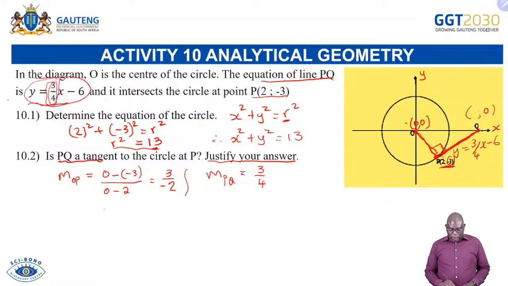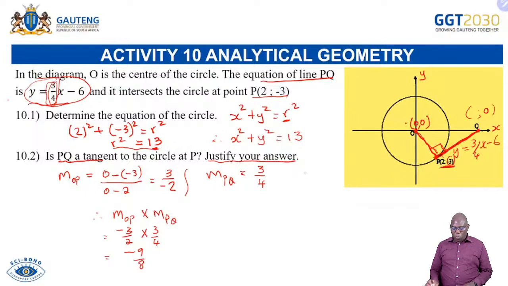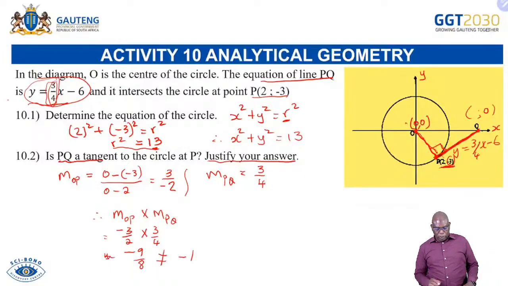Right. Now, let me try this and say the gradient of OP times the gradient of PQ. This must give me -1. If it doesn't give me -1, therefore PQ is not a tangent. Let's see. What is the gradient of OP? It's -3 over 2. The gradient of PQ is 3 over 4. If I multiply this, I'm going to get -9 over 8, which is not equal to -1. Therefore, what do I write?